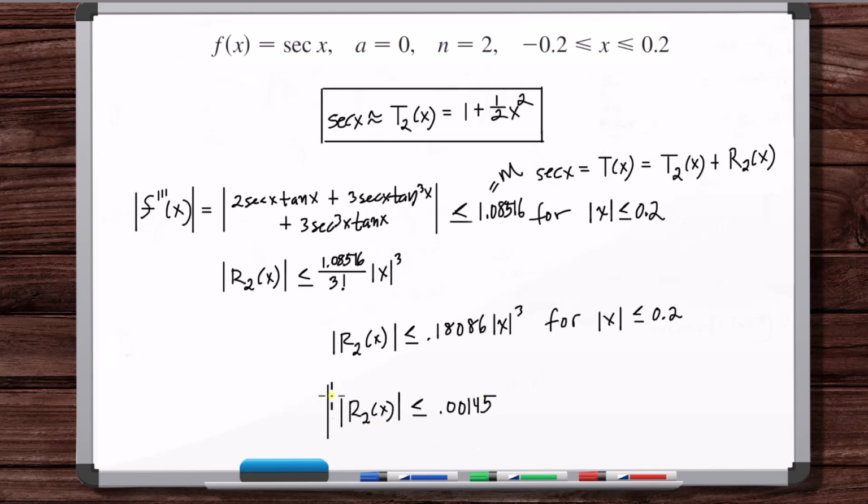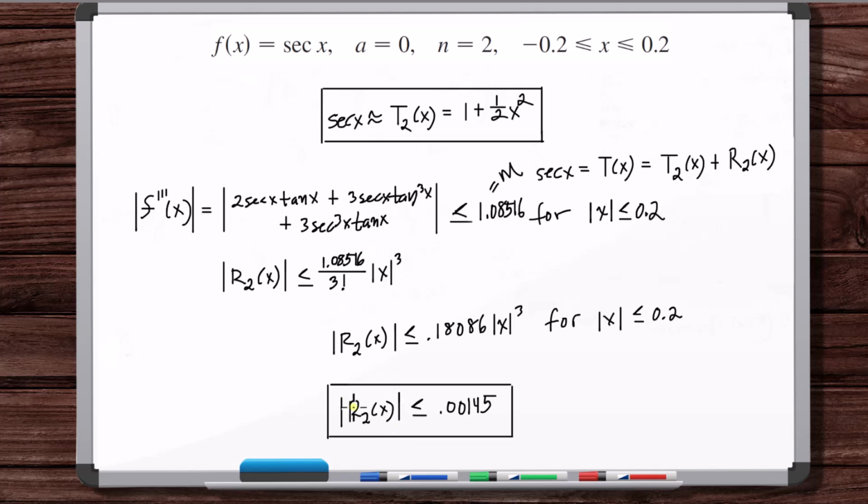So there we go. There it is. With this T sub 2 approximation for secant x around 0, if we're restricting the x's we can plug into this interval, then the worst that this is going to be off from the actual value of the function is 0.00145. Now you might be wondering, well, wait a minute, didn't we choose x to be 0.2? Isn't this r sub 2 of 0.2? No. This is R sub 2 of x.